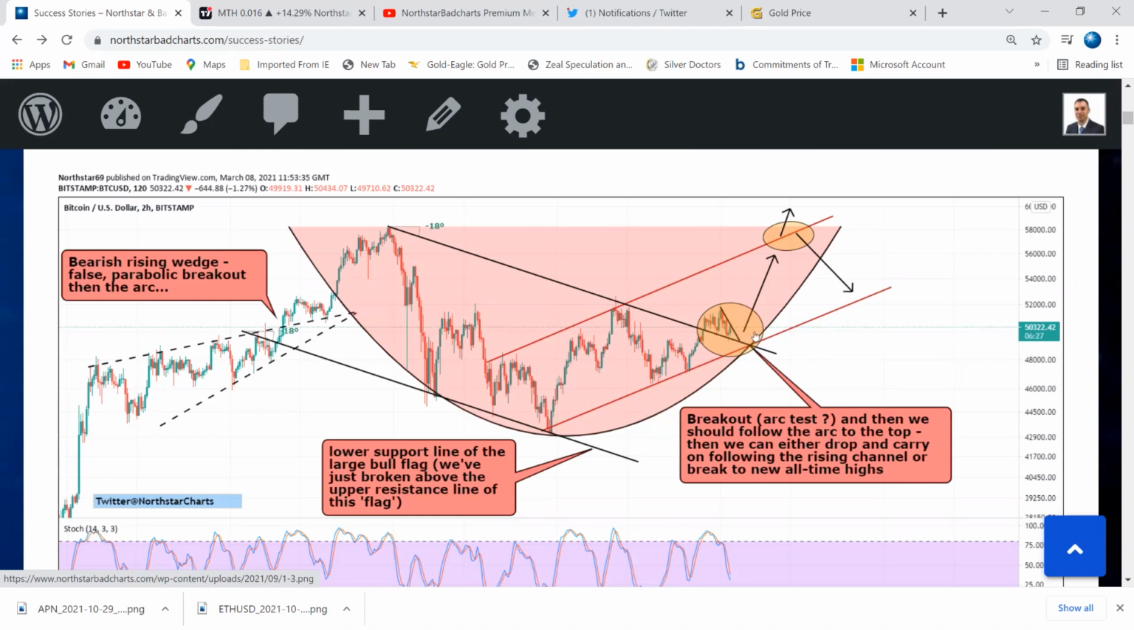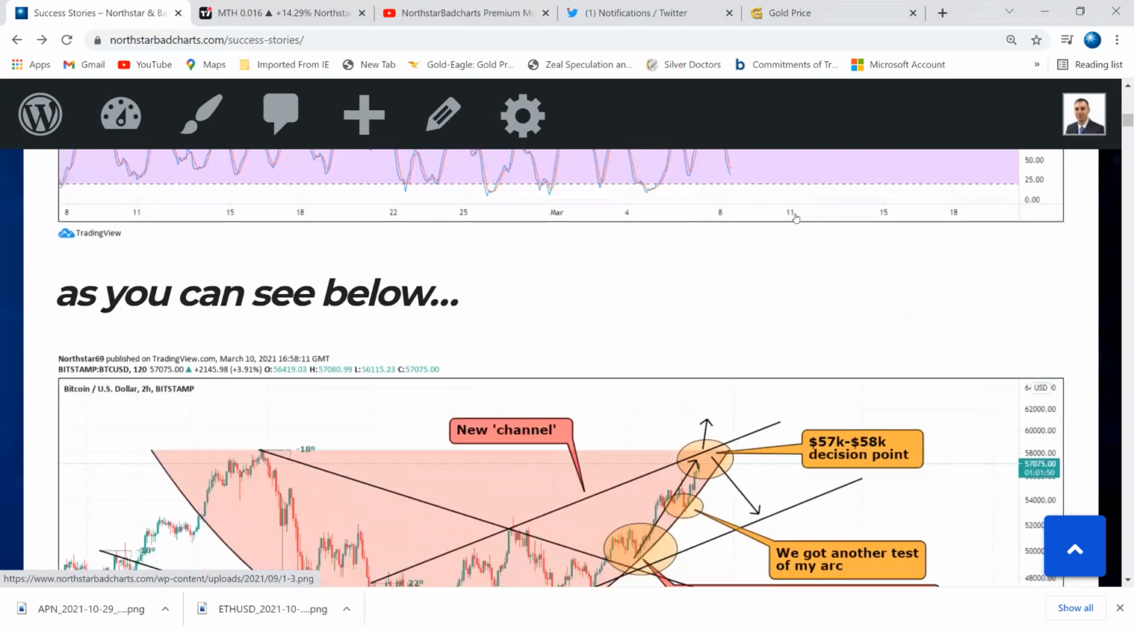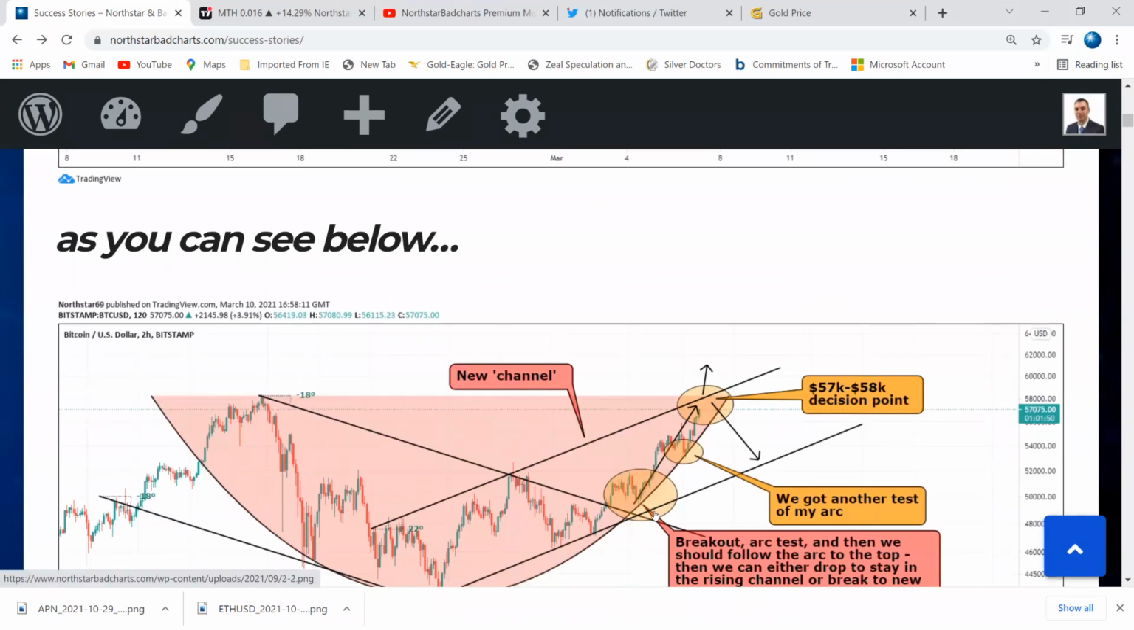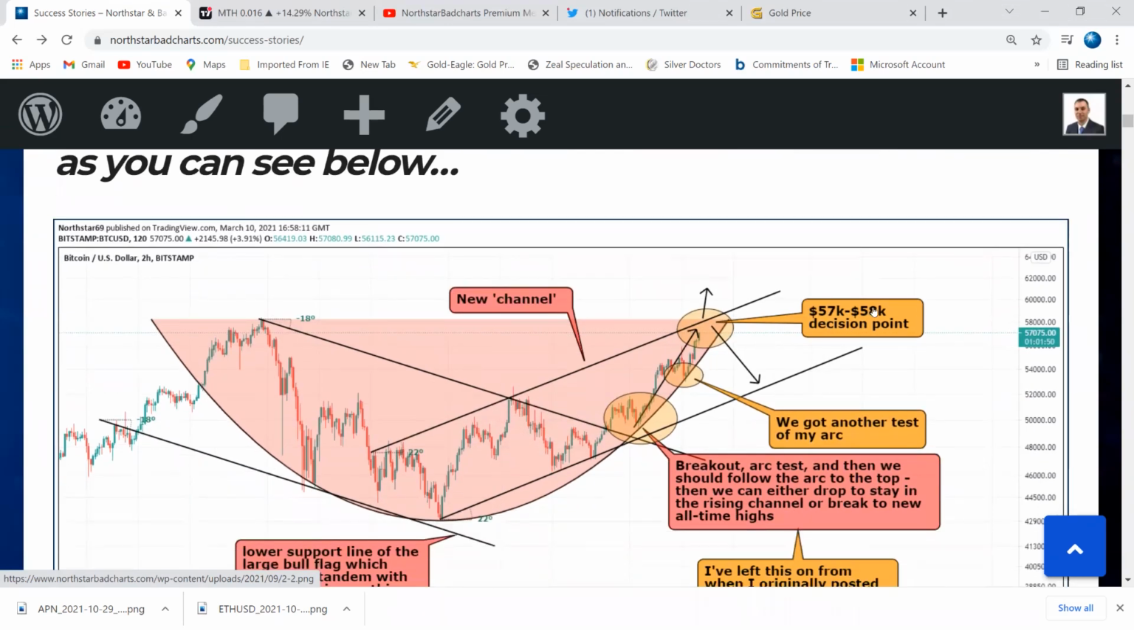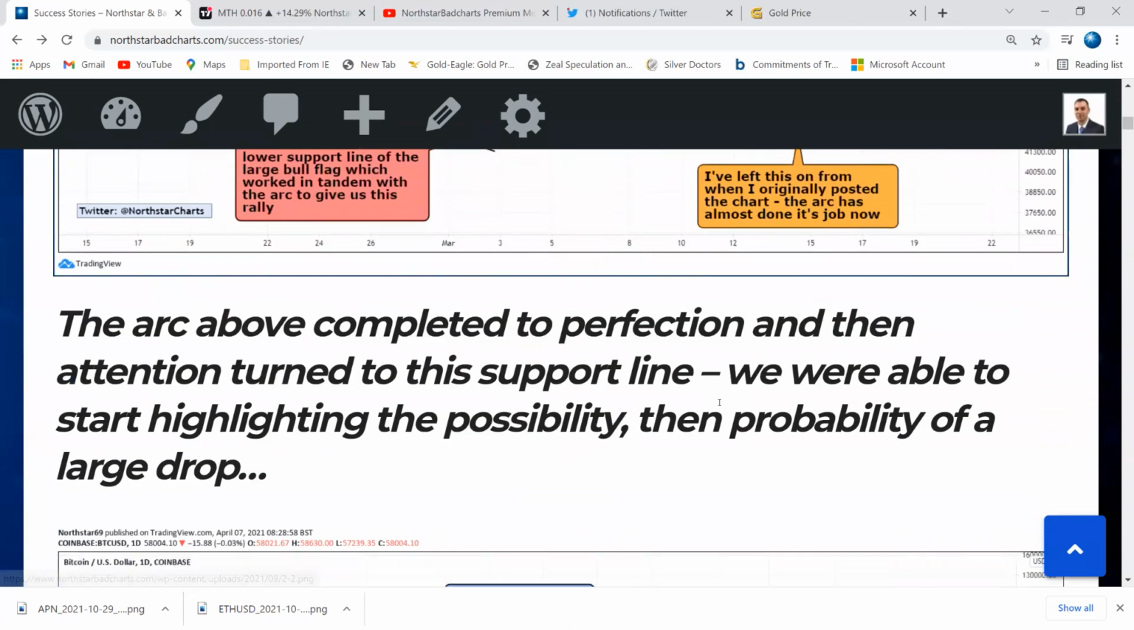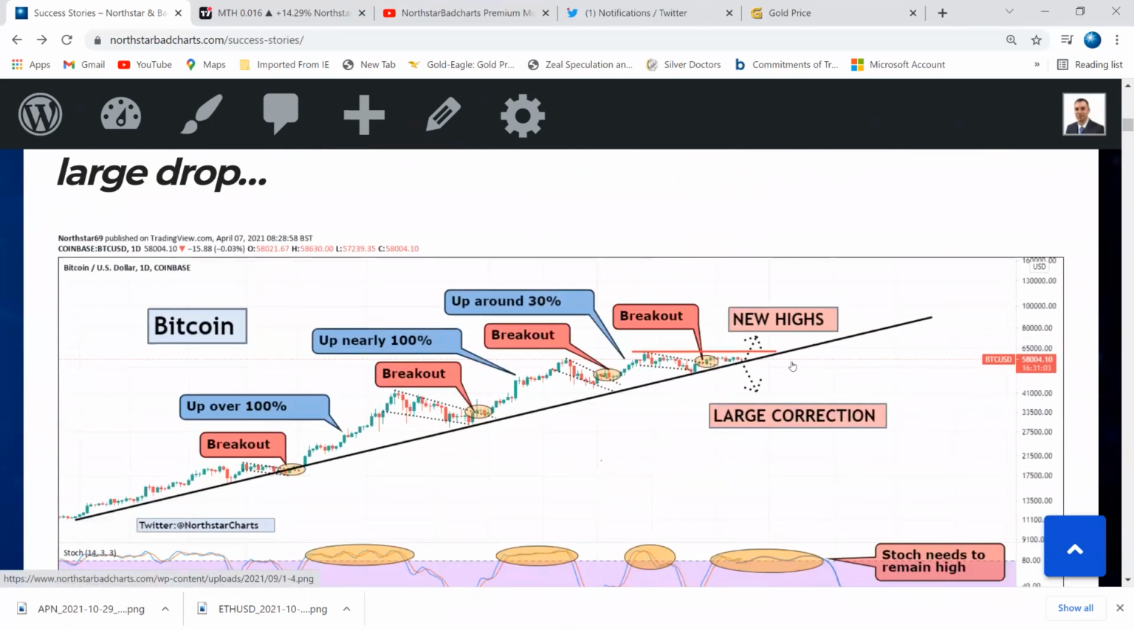So at 50,000, we were forecasting a breakout, bullish chart patterns and indicators setting up for a move to the upside, up to somewhere around about 65,000 indicated on here. And as you can see, price moved upwards steadily. We got to this decision point here because we were in a rising channel, 57, 58,000. Of course, we broke out of that, made new highs, and we progressed.